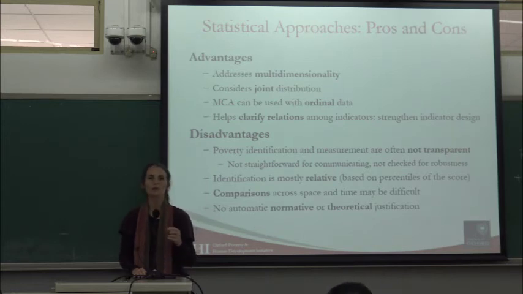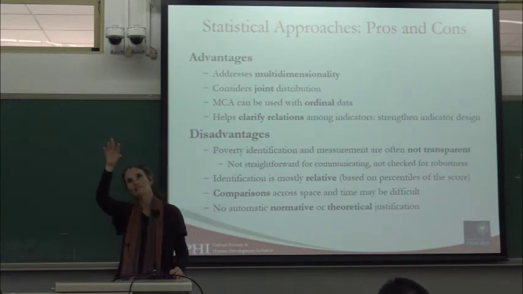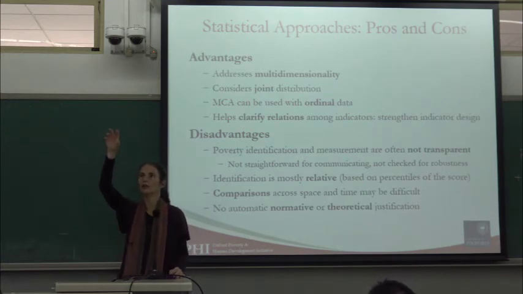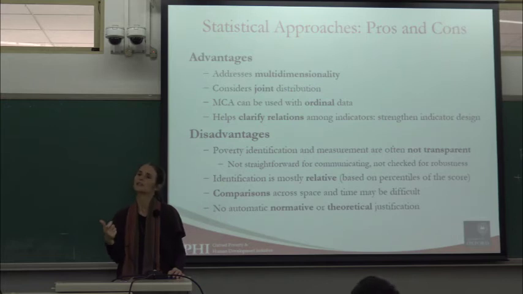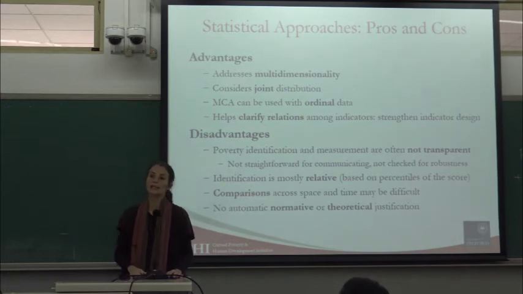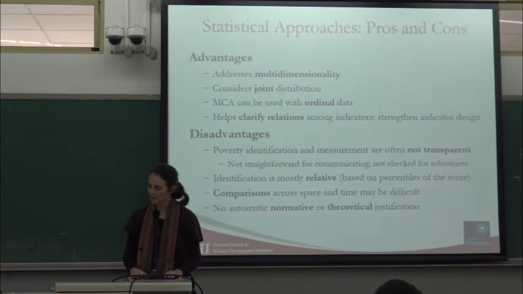Identification of who is poor is often difficult because you're identifying who is poor based on your vector of scores for each person, but you may not clearly understand what's underlying those scores. So usually, if they identify who's poor, they use some percentage of the median, for example.